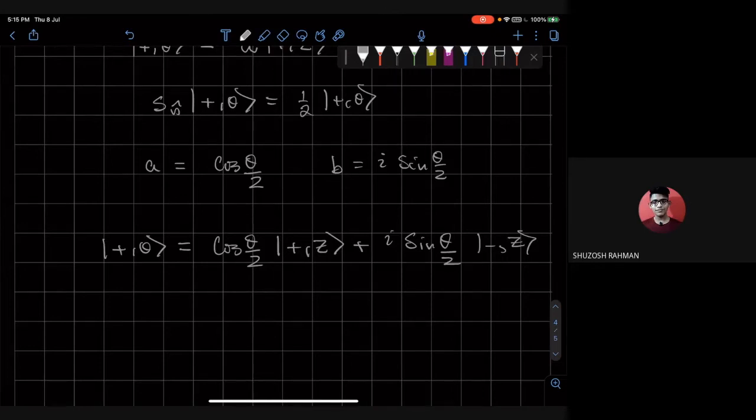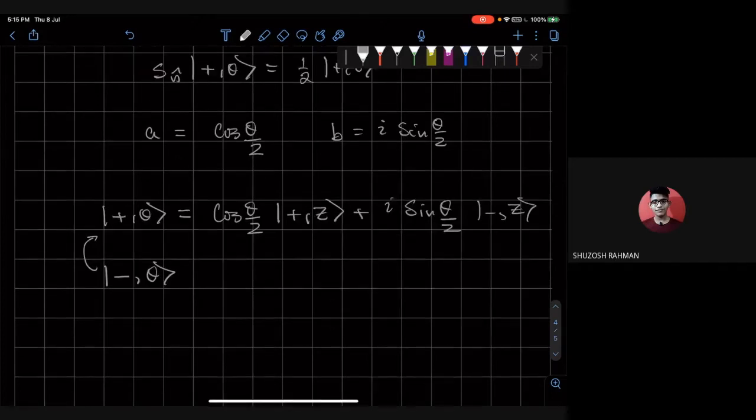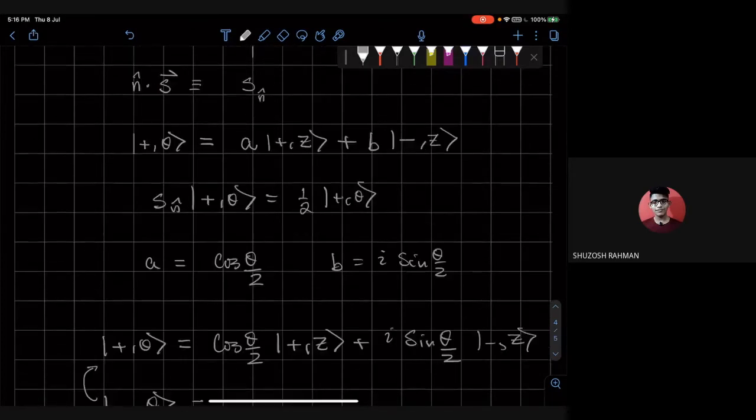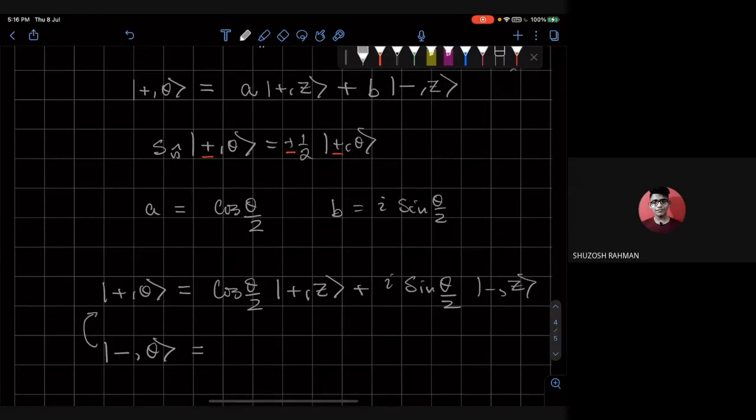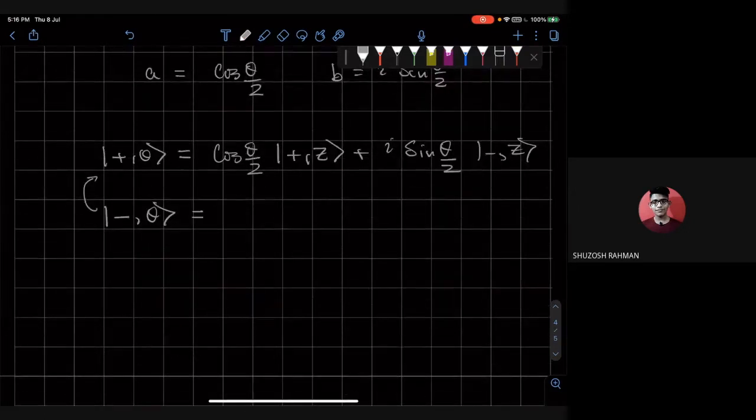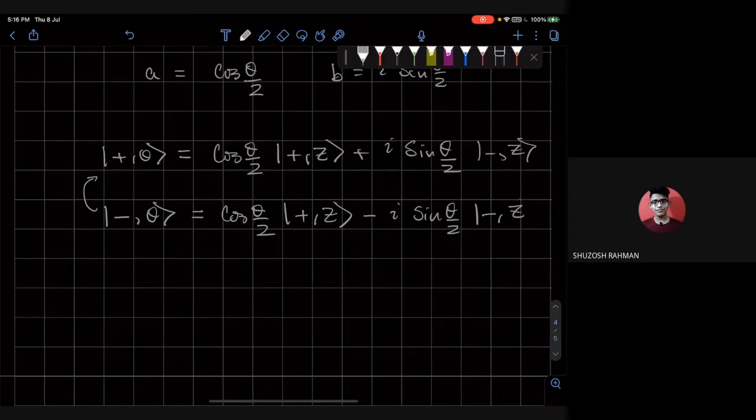Of course, the natural question, so this is where we ended. The natural question would be to ask, what is |−,θ⟩? So we want |−,θ⟩ to be orthogonal to this thing. So you can then solve the eigenvalue equation again, but here instead of plus, you can have minus. And if you do the same thing, you should get something like cosine of theta by 2 |+,z⟩ minus i sine of theta by 2 |−,z⟩.